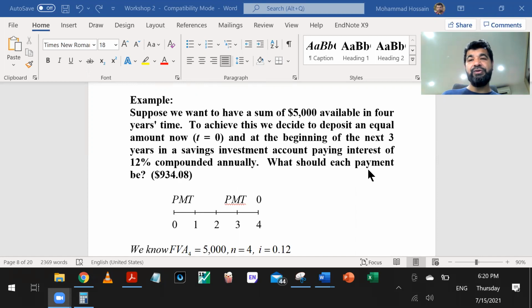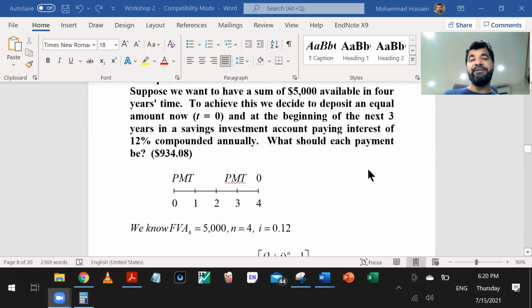What should each payment be? That's what they're asking us to calculate. What will be our payment? So you're making that for 4 years, right? You're starting at 0. 1, 2, 3, 4. You don't make any payment at 4. You made the last payment in year 3.